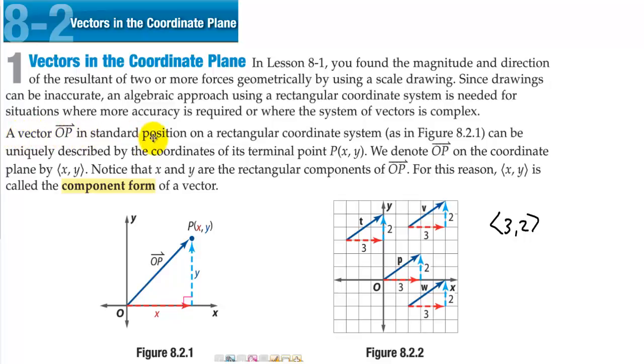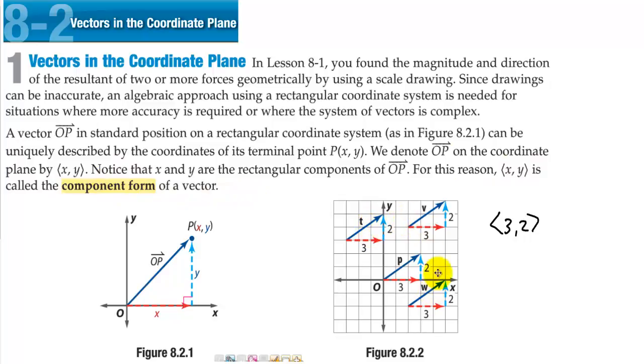A vector OP in standard position, so here's OP in standard position on a rectangular coordinate system, can be uniquely described by the coordinates of its terminal point P(x, y). So we can describe this vector just by using ⟨x, y⟩. We denote OP on the coordinate plane by ⟨x, y⟩. This is in component form, and it has the chevrons instead of the parentheses. Notice that x and y are the rectangular components of OP. For this reason, ⟨x, y⟩ is called the component form of a vector.